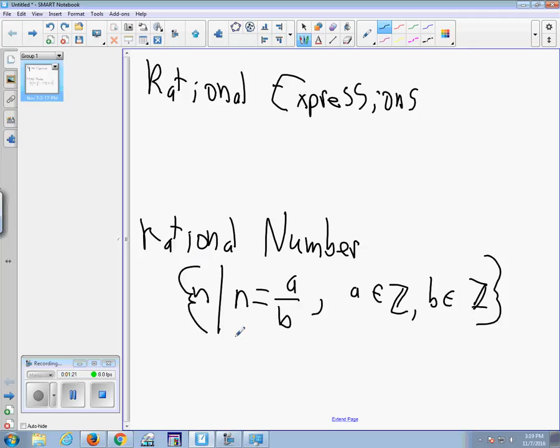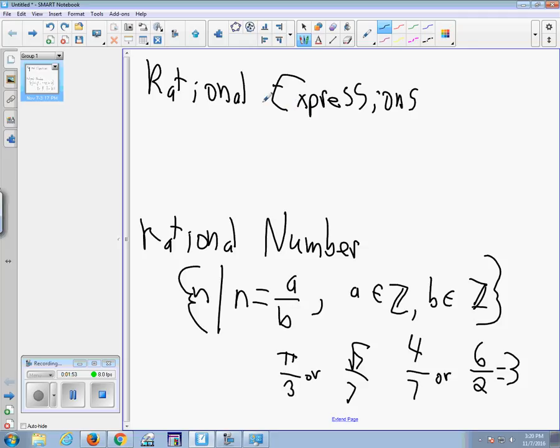So loosely we'll say numbers that can be written as fractions, but not fractions like pi over 3 or the square root of 7 over 7. Numbers that can be written as fractions where each number is an integer. Maybe that ratio reduces to a whole number. Maybe it's already reduced, but that's a rational number.